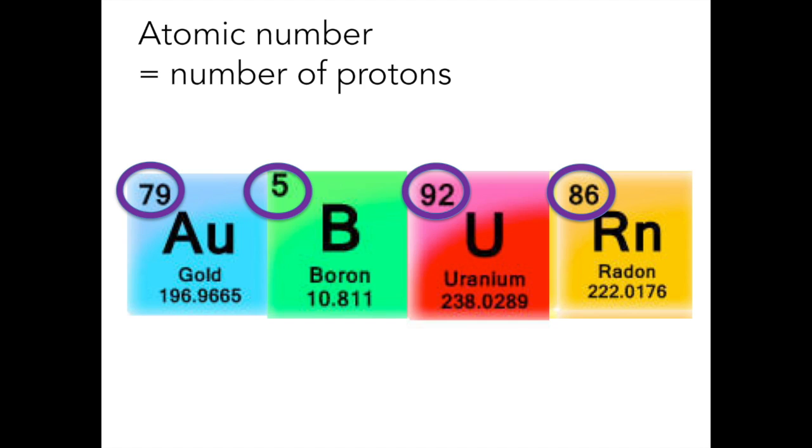The atomic number is a reflection of the number of protons. What defines an atom as being an atom of a particular element? It all boils down to the number of protons found in the nucleus. So for boron, they have 5 protons in the nucleus. Uranium has 92. Radon has 86. Gold has 79. So number of protons is the atomic number, which is what defines an element as being element X. Boron, radon, iron, oxygen, whatever.